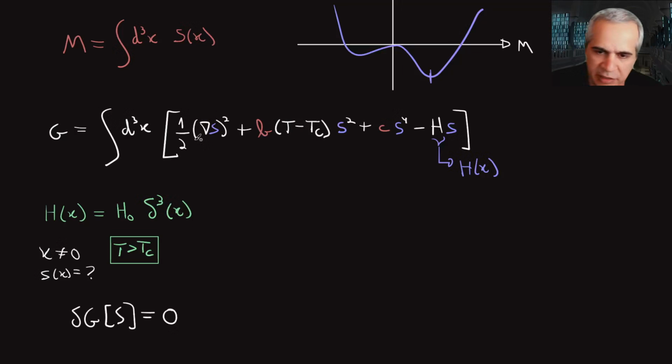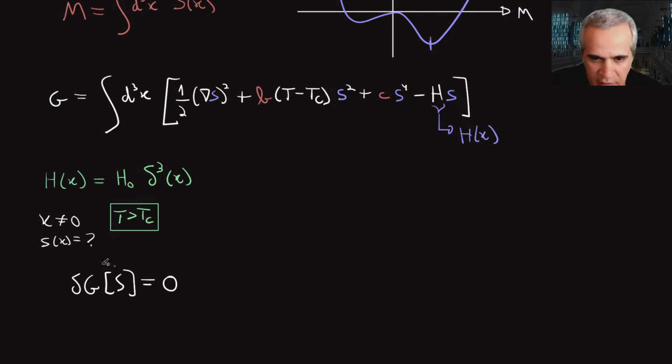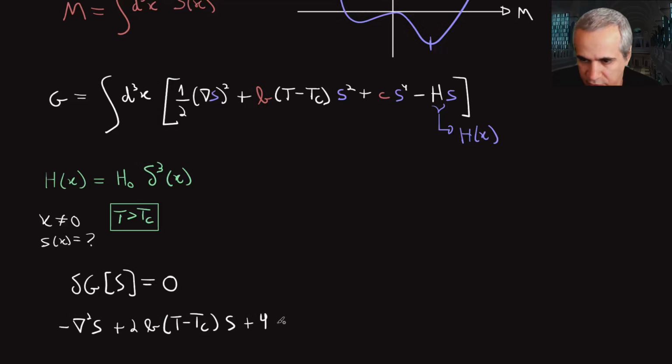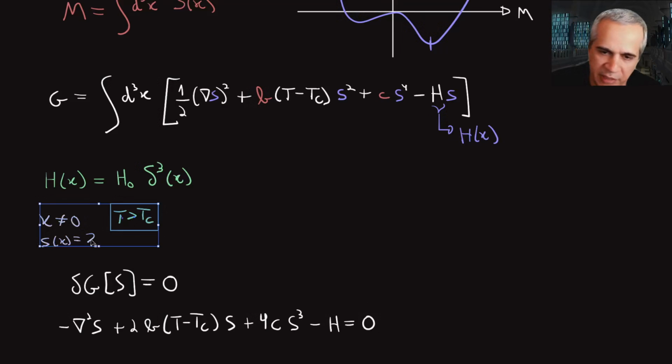If I use this expression for G, I just have to make the variation in relation to S. This first term will be just this. The second one is 2B times T minus TC times S. This one is 4C times S cubed. And the last one is just minus H. And this is the equation I need to solve. Now I want to solve this equation for this situation, which allows me a few considerations.